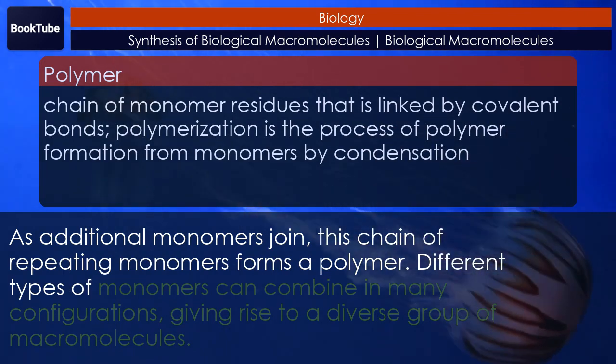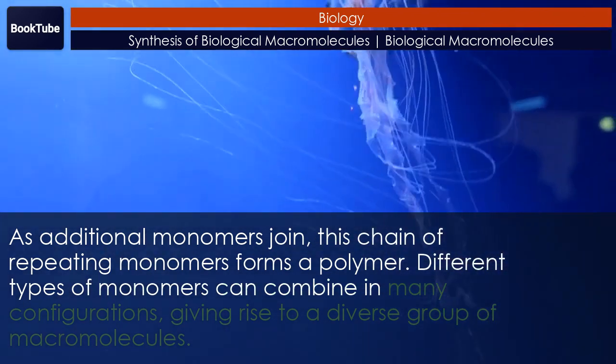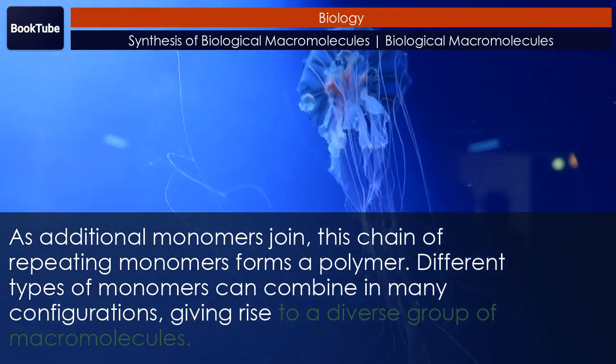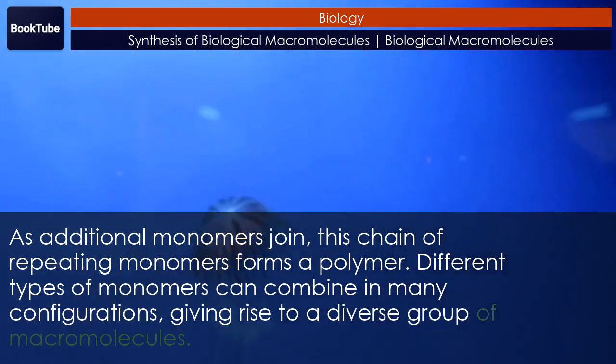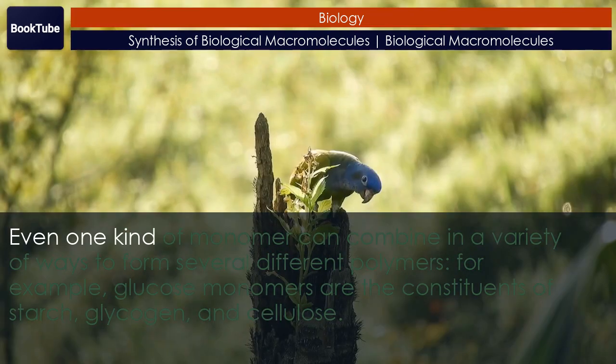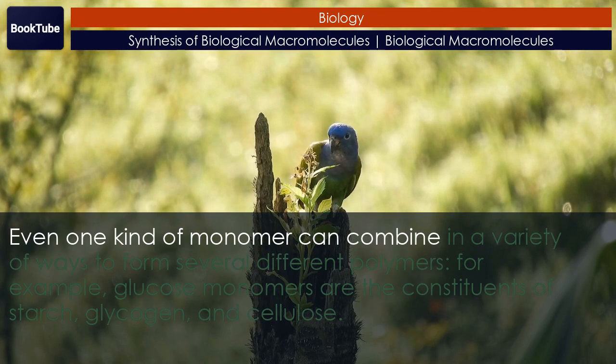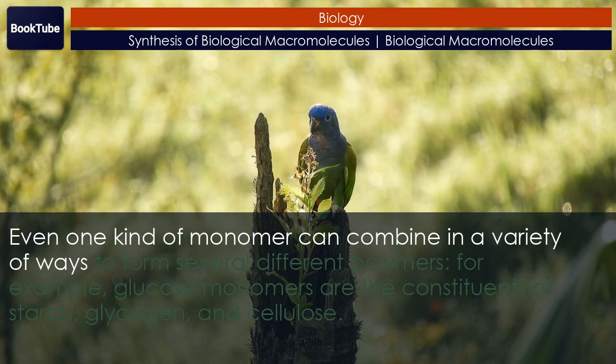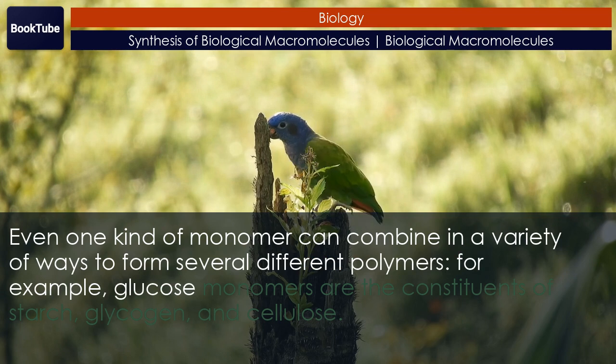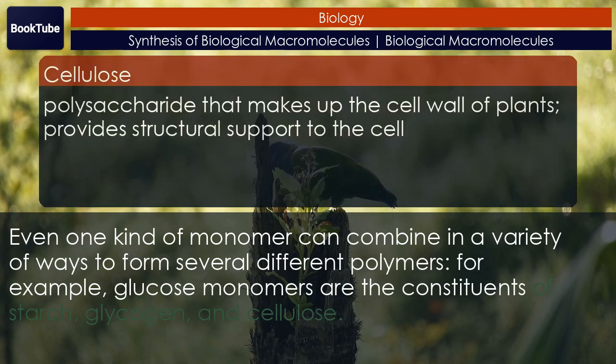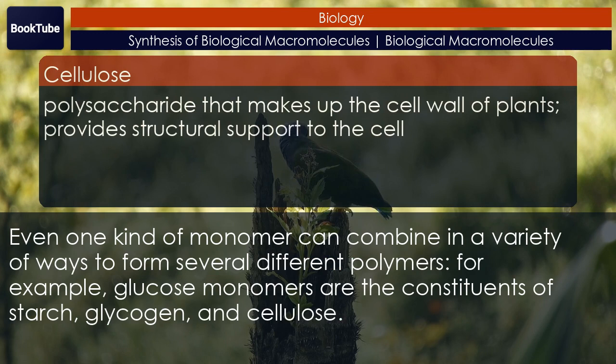Different types of monomers can combine in many configurations, giving rise to a diverse group of macromolecules. Even one kind of monomer can combine in a variety of ways to form several different polymers. For example, glucose monomers are the constituents of starch, glycogen, and cellulose.